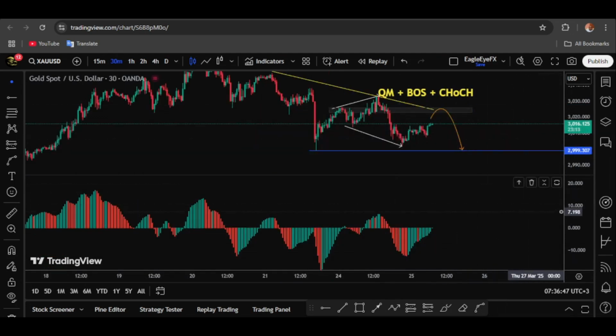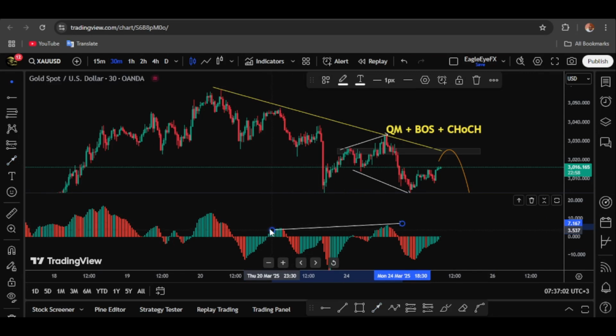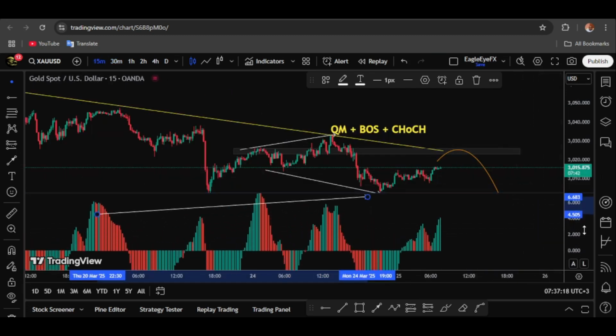And let's see if we can find divergence. Yeah, you can see our divergence. Our divergence is on the 30 minutes time frame, and here we're going to use the hidden divergence. While the market is giving us lower lows, you can see that the awesome oscillator is giving us the opposite, it's giving us higher highs. So that actually is going to be our divergence.